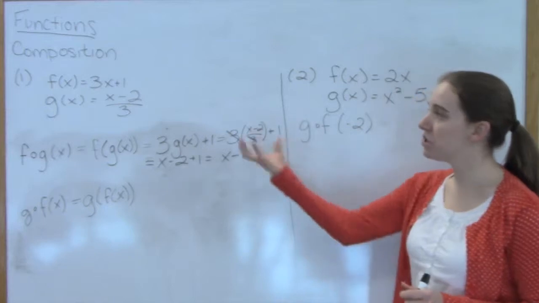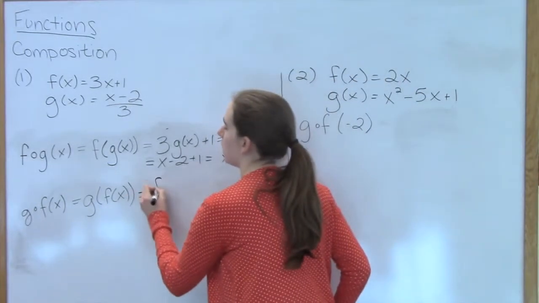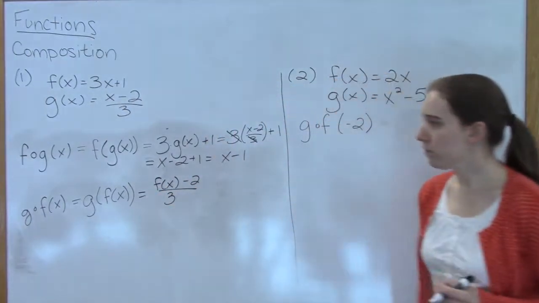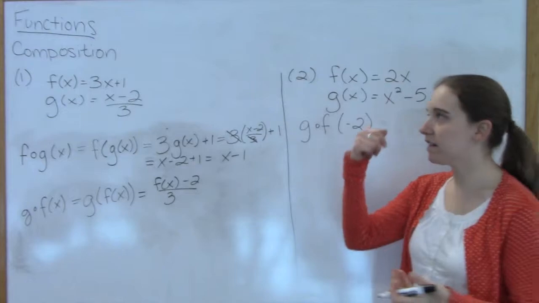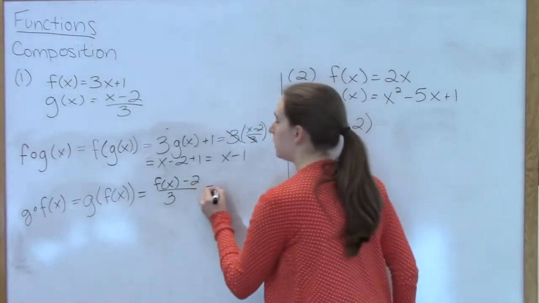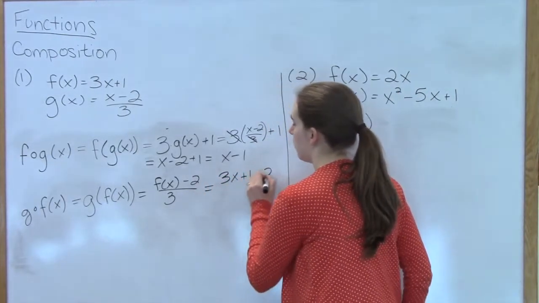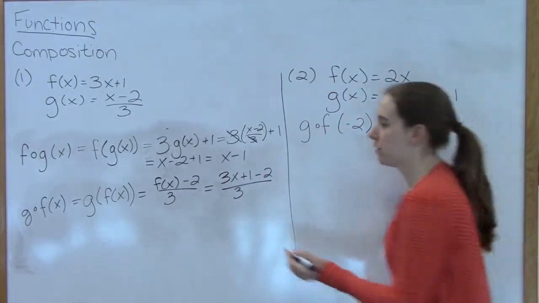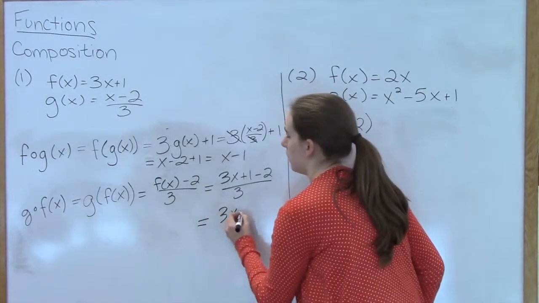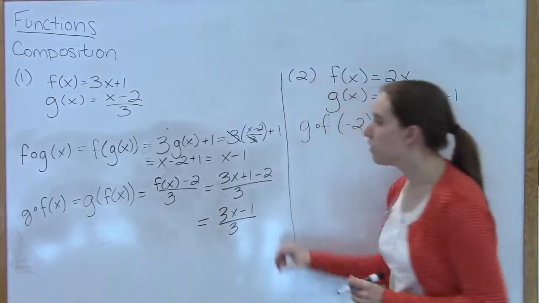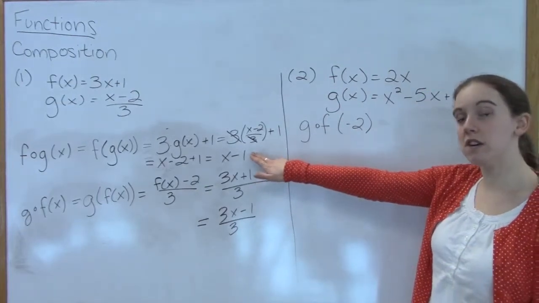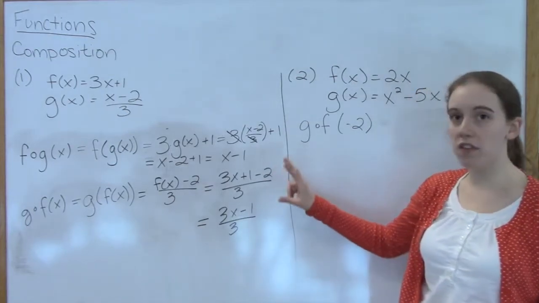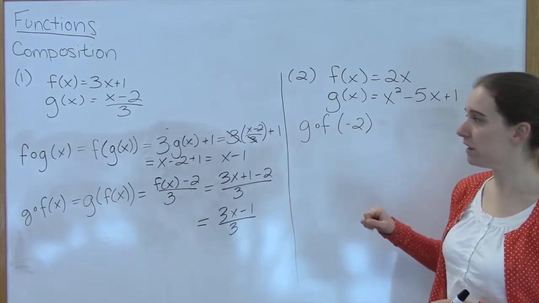So now I want to take g and use f of x as an input. But again, I know what f of x is. It stands for 3x plus 1. So I end up with this equation. I can combine a couple like terms here. So now we have an equation for f composed with g of x, and also an equation for g composed with f of x. Notice they're not the same, and that's true for most compositions.